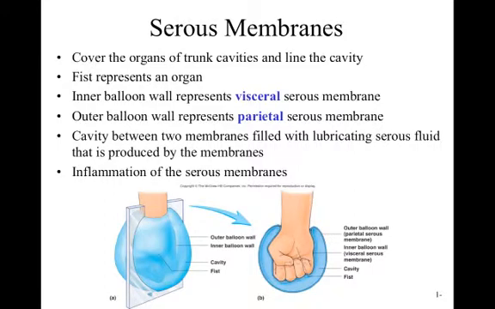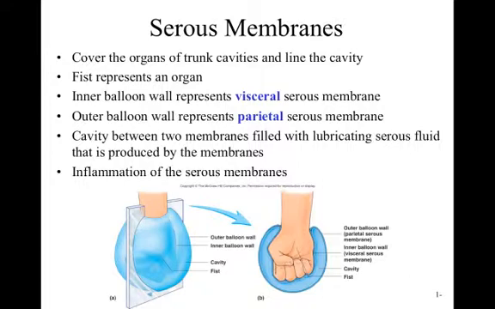Okay. These cavities are lined with serous membranes. This is a representation of those membranes: they have a balloon, and you pretend you stick your fist into it. The inner balloon wall, the one actually touching your fist, represents the visceral serous membrane. The outside balloon wall is called the parietal serous membrane, and you can see that it's one membrane. It's not stopping and starting anywhere, but it just depends on whether or not it's touching the organ.